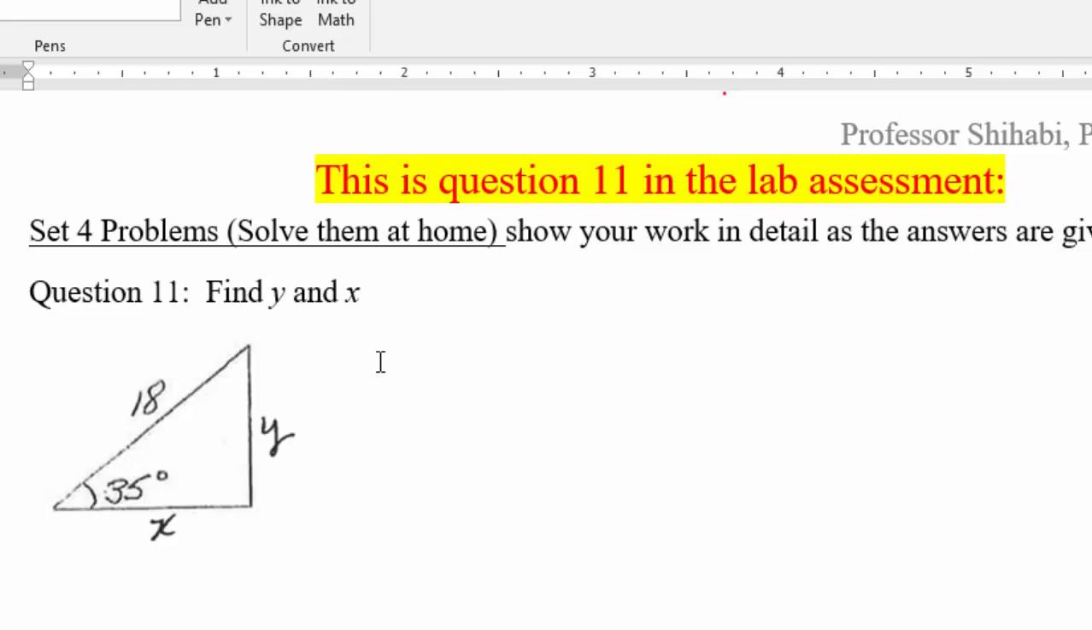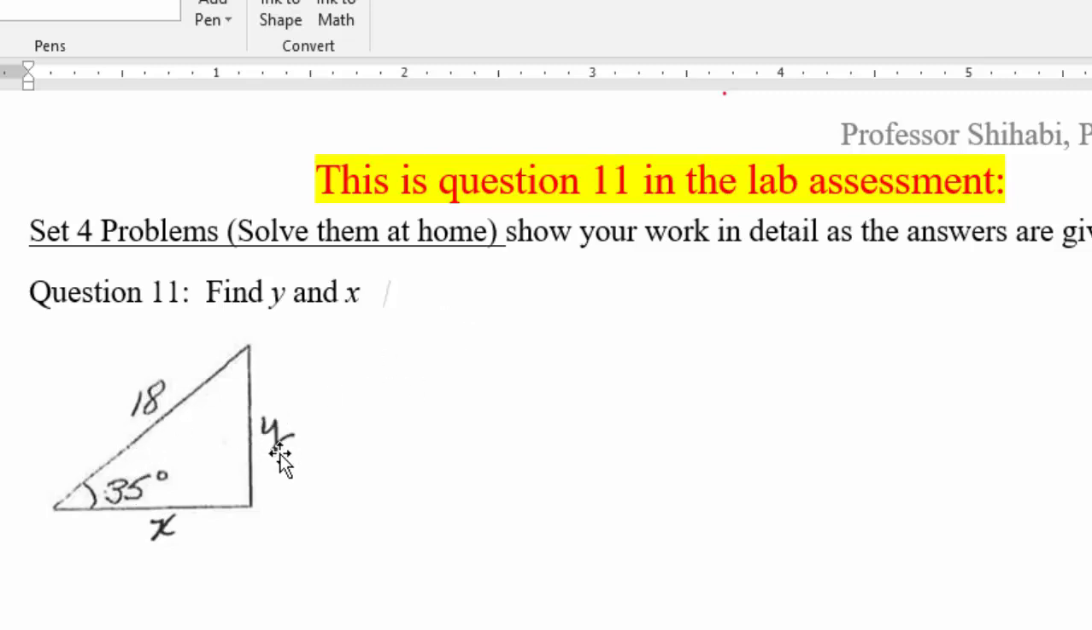In question 11, you are given the angle 35 degrees and the hypotenuse, which is 18, and you are asked to find x and y, where x represents the adjacent while y represents the opposite. So we need to look for an equation that can relate the opposite to the hypotenuse and the angle, and the same thing we can also look for an equation that relates the adjacent to the angle and the hypotenuse.